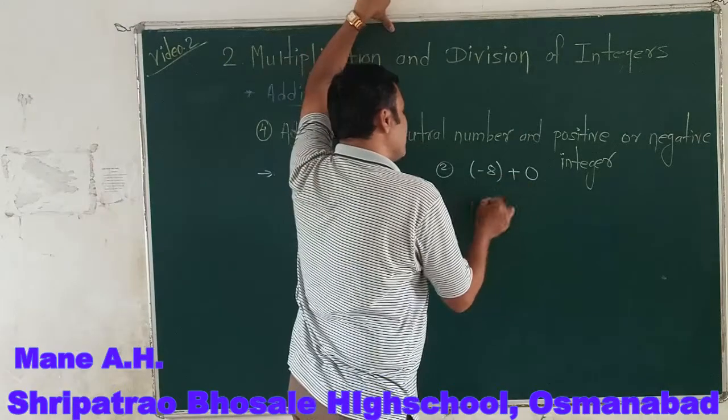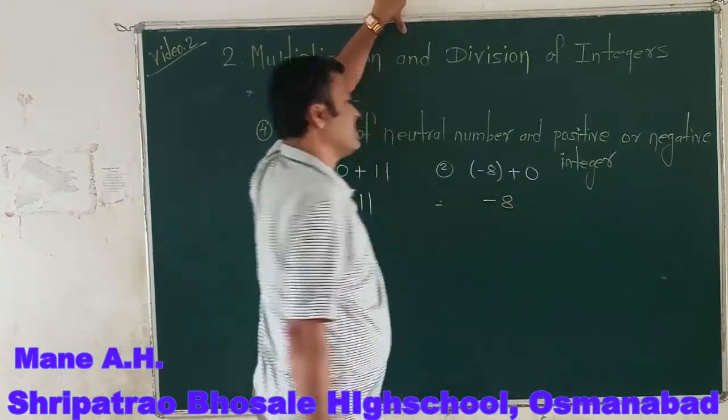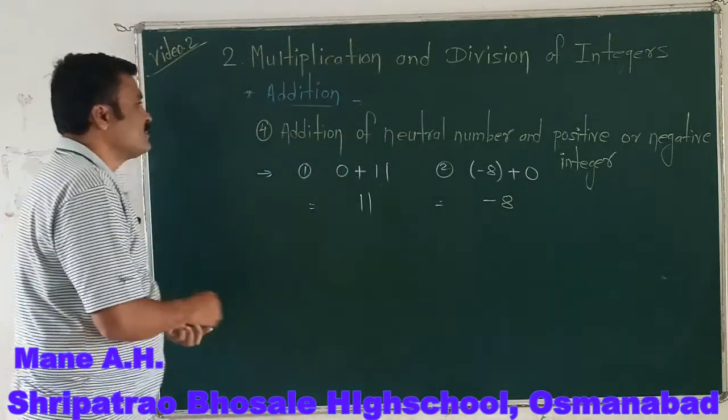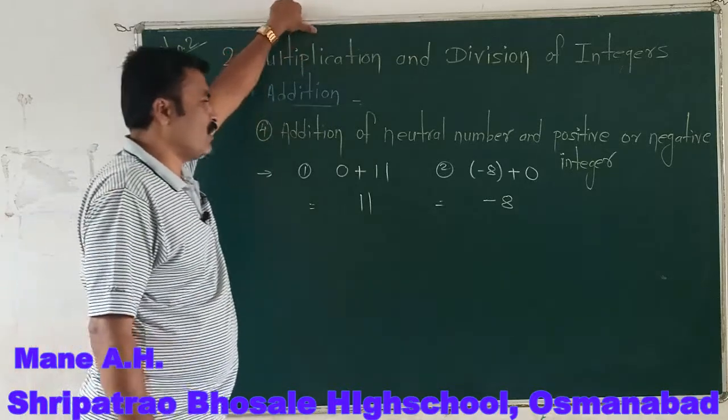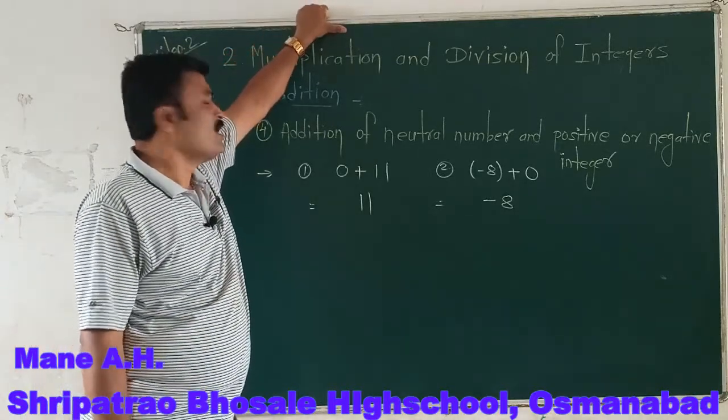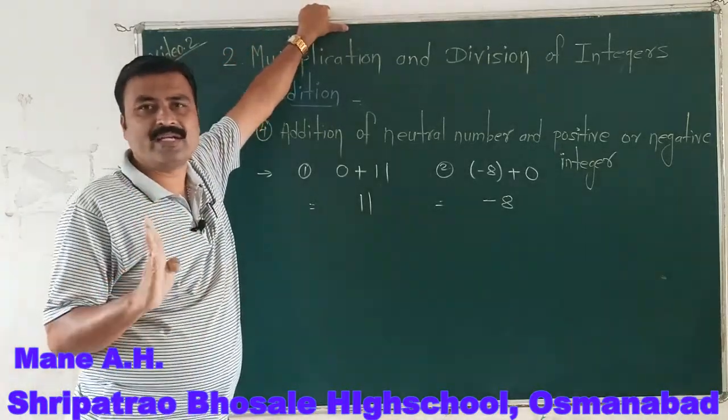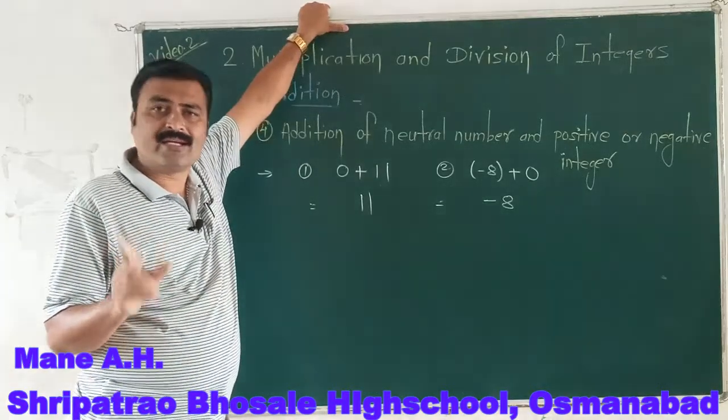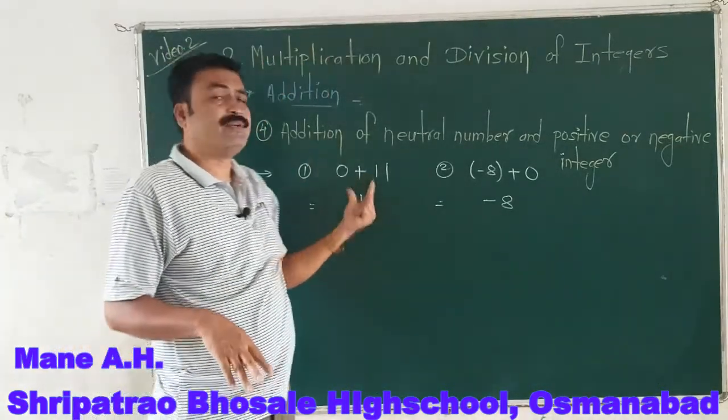So -8 + 0, that always comes as -8. So this is our fourth condition for addition. So these are 4 important conditions for the addition that are based on pairing of numbers.